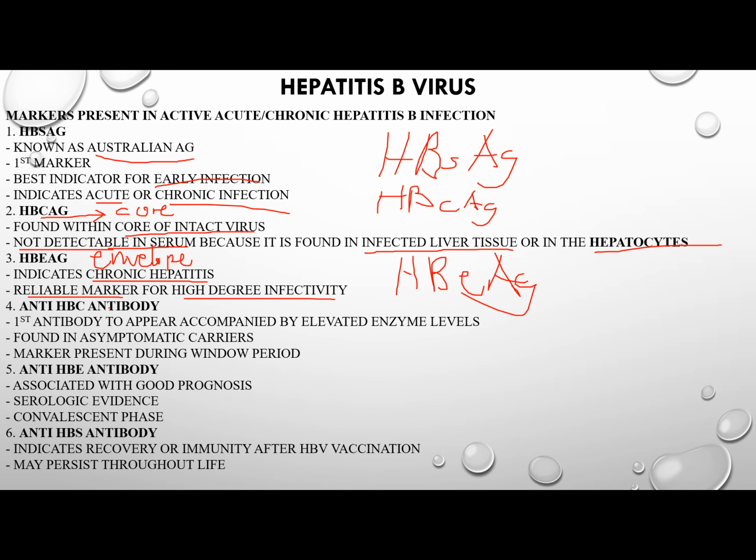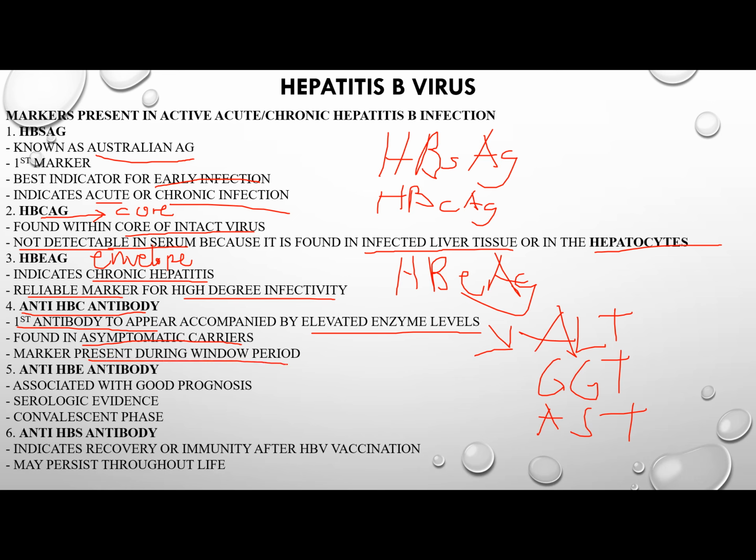Now let's talk about the different antibodies. So meron siyang tatlong antigen class, HBsAg, HBcAg, and HBeAg. Now meron din siyang tatlong antibody. We have the anti-HBc antibody or the anti-hepatitis B core antibody. This is the first antibody to appear accompanied by elevated enzyme levels, specifically your ALT, your GGT, and even your AST. It's usually found in asymptomatic carriers, marker present during the window period.